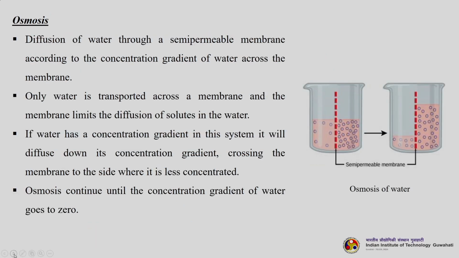The next is osmosis. You know what osmosis is, we have discussed osmosis and reverse osmosis in great detail. So, it is the diffusion of water through a semi-permeable membrane according to the concentration gradient of water across the membrane. Only water is transported across the membrane and water limits the diffusion of solids in the water. If water has a concentration gradient in this system, it will diffuse down its concentration gradient, crossing the membrane to the side where it is less concentrated. So, osmosis continues until the concentration gradient of water goes to 0. This is how your osmosis is happening.